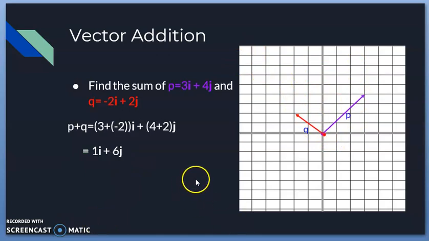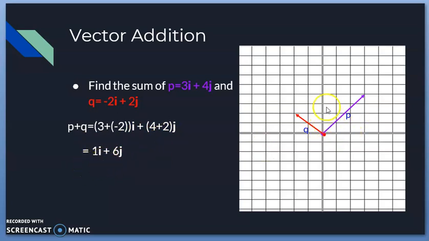So let's do some more vector addition with vector p and q. Vector p is this purple vector and vector q is the red one. As we can see, vector p is represented by 3i plus 4j, and vector q is negative 2i plus 2j. Adding these together mathematically, we'd have 3i plus negative 2i plus 4j plus 2j. So 3 plus negative 2 times i is 1i. We could just write i, but I'm showing that here. And 4 plus 2j, we have 6j.